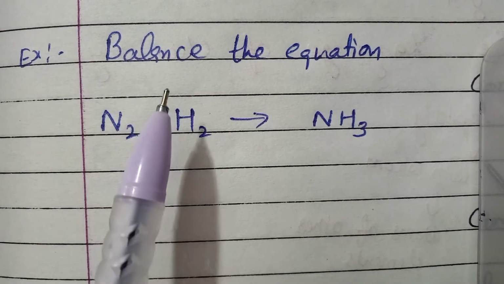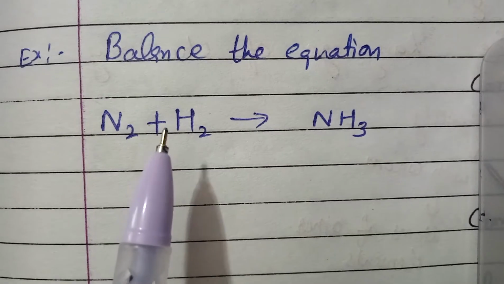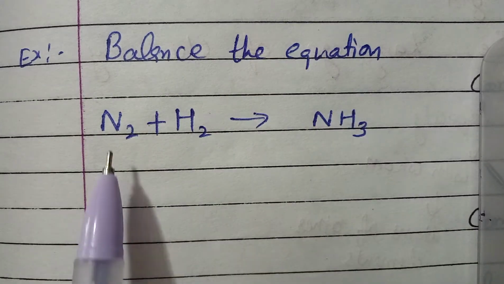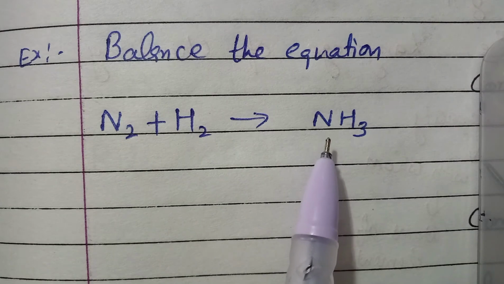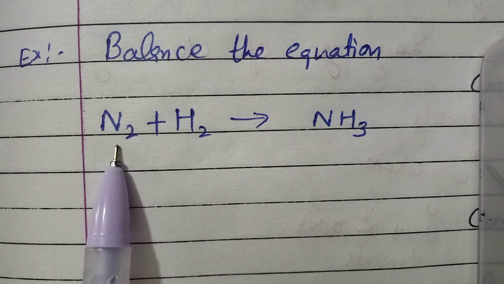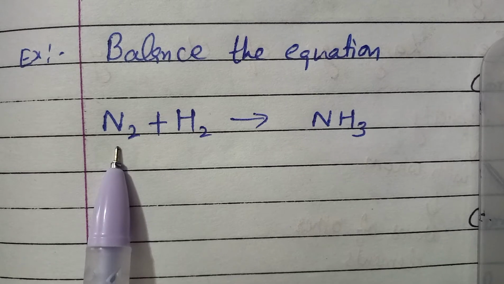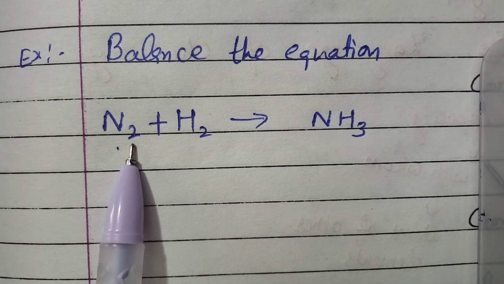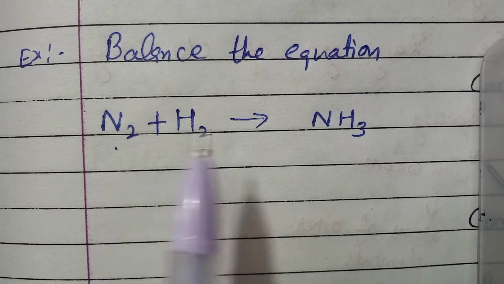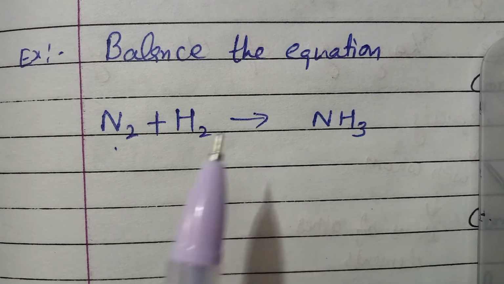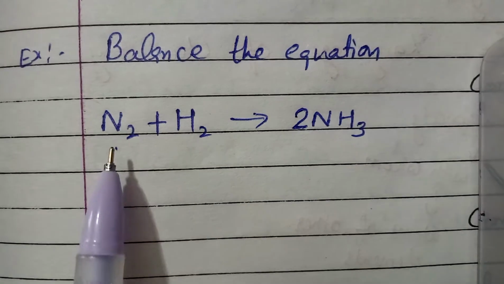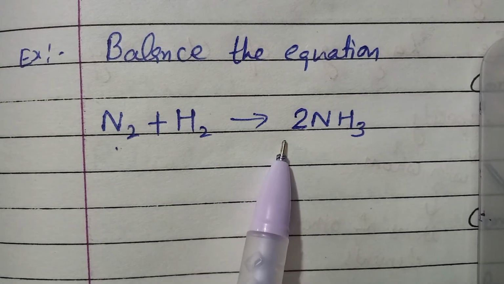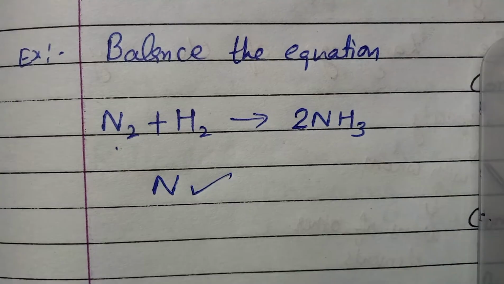Let me take another example where the skeleton is already given to us. Balance the equation N2 plus H2 making NH3. In this equation, first of all we will balance the nitrogen atoms. How many nitrogen atoms are there on the reactant side? 2. On the product side, 1. To balance it, if I put coefficient 2 here, then my nitrogens are balanced on both sides. Okay, nitrogen is now balanced.